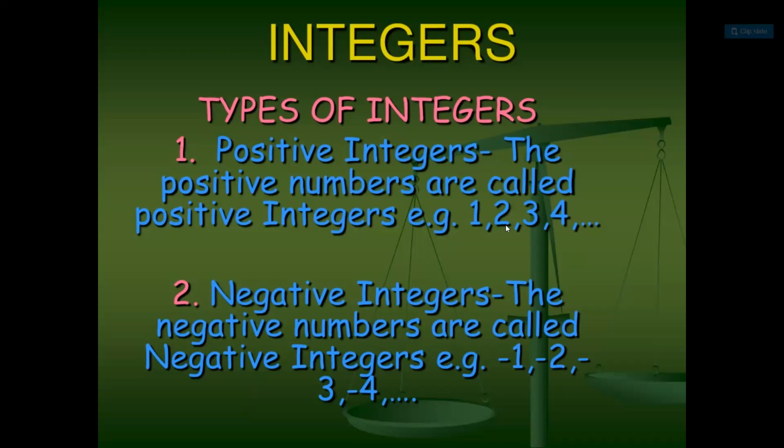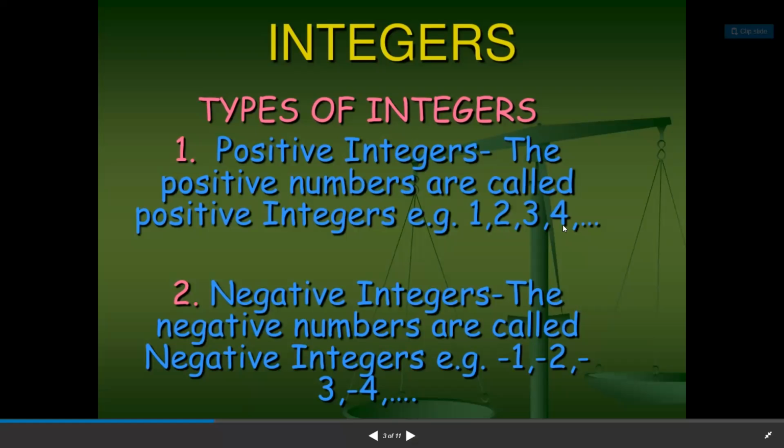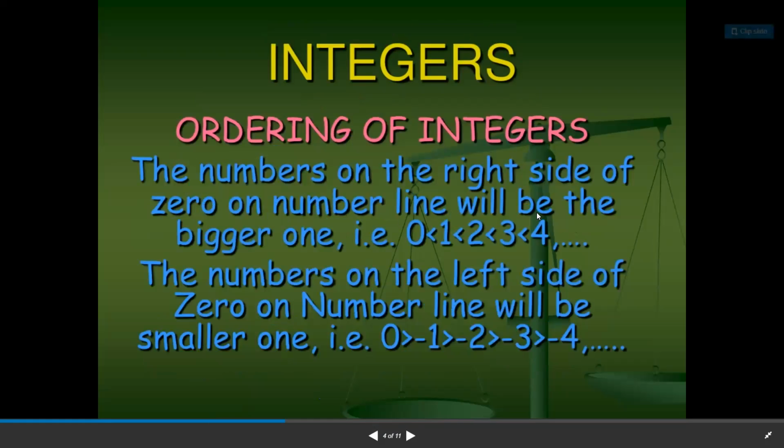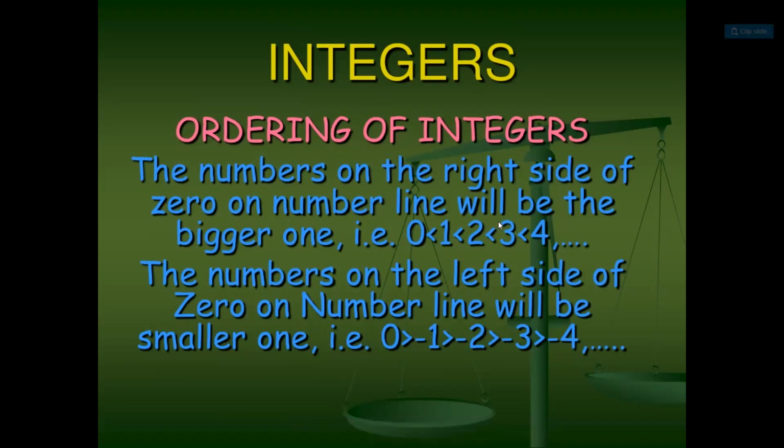The positive numbers are called positive integers. You can see 1, 2, 3, 4 here. Secondly, negative integers: if you put a minus sign in front of those positive numbers, like -1 for 1, -2 for 2, -3 for 3, and -4 for 4, then they are called negative integers. And 0 is a separate integer. Including 0, we can say there are 3 types of integers.